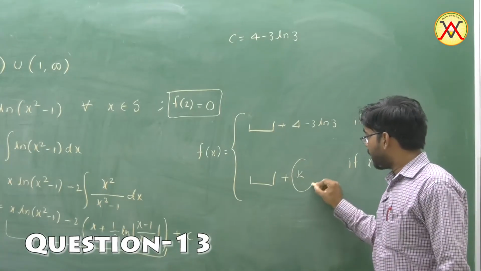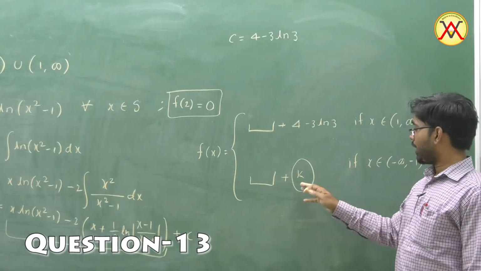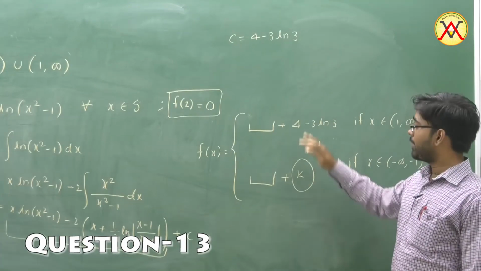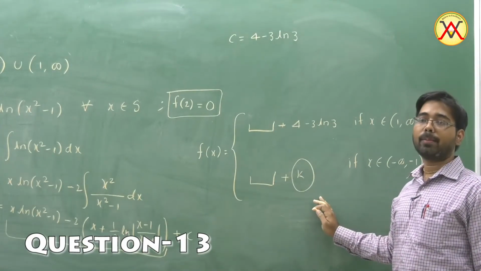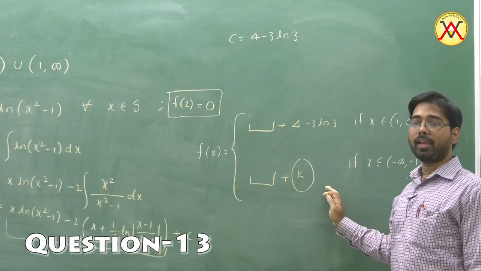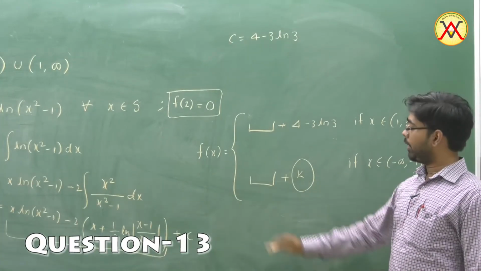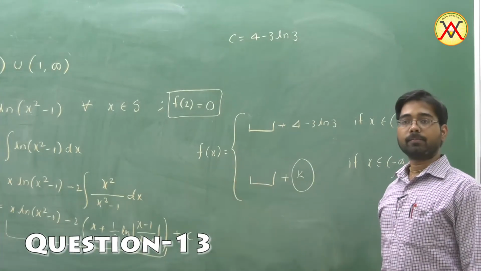Now this k, we can vary k, we can choose any real number. So this essentially gives us infinitely many functions. By varying k, we'll get infinitely many functions f of x. That's it. Thank you.